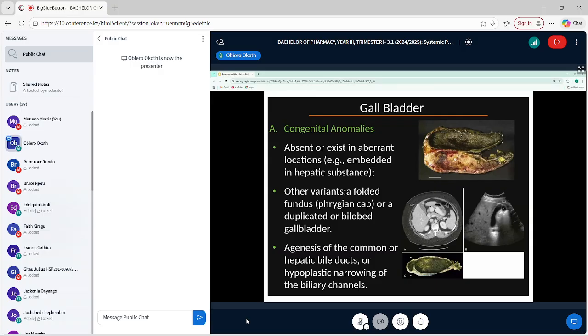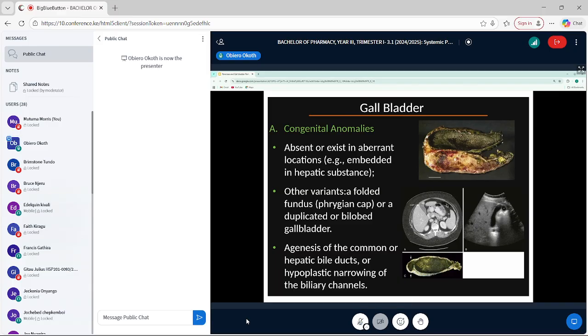So the gallbladder can be absent or can exist in an unusual location. You can have a variant with a folded fundus here, such that the fundus has come in. It's a folded fundus, normally what you call a Phrygian cap. It might be duplicated, it might be bilobed. Okay? And when you come to the bile ducts, sometimes they may not have been formed, or there's hypoplastic narrowing of the biliary channels, what you call biliary atresia.